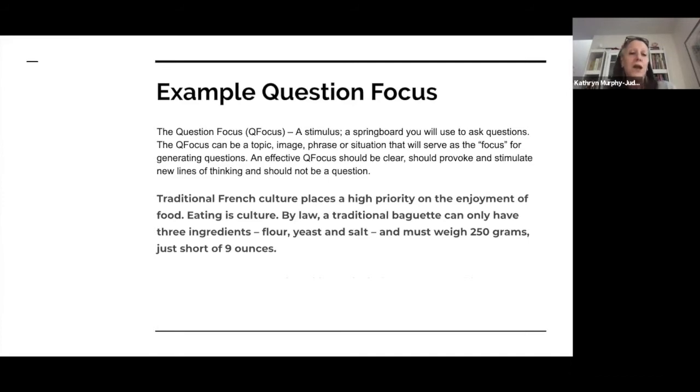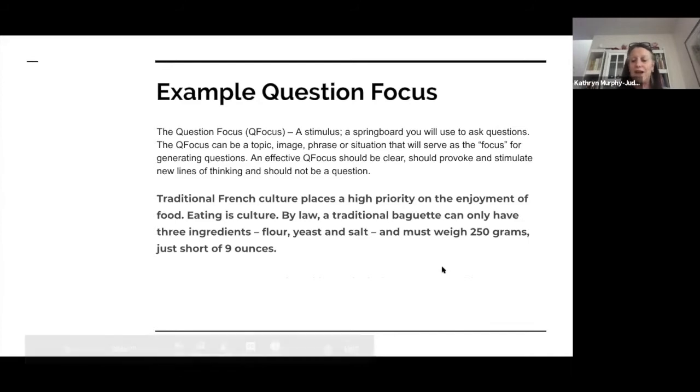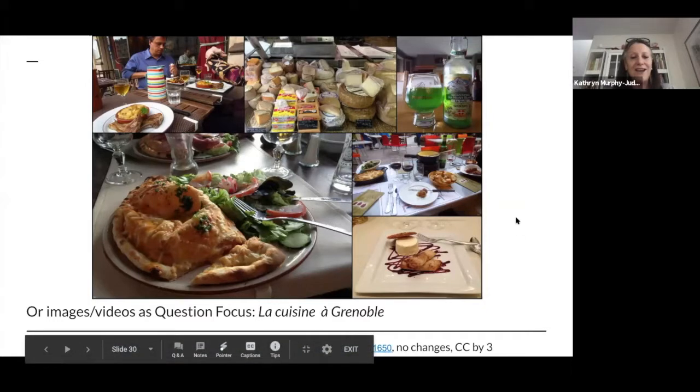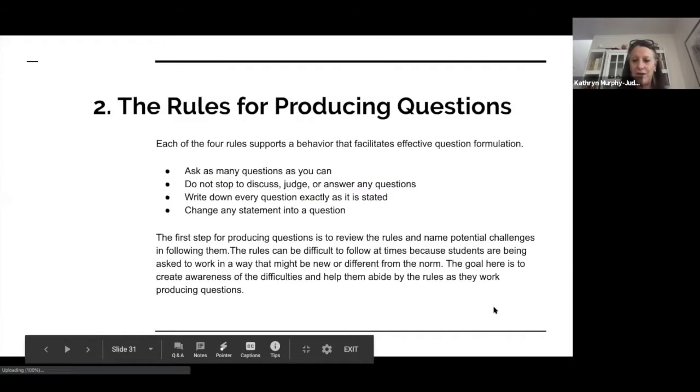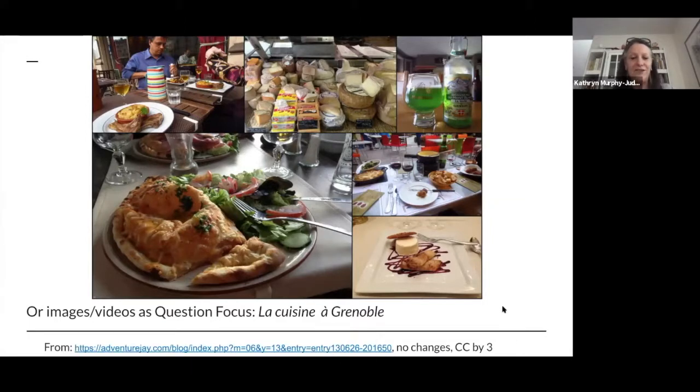So for this one, the focus is: traditional French culture places high priority on enjoyment of food. By law, a traditional baguette can only have three ingredients, flour, yeast, and salt, and must weigh 250 grams, just short of 9 ounces. Or, same topic, maybe I use images. And these are taken from La Cuisine à Grenoble, Trudier's site. The reason I have that down there is that you're going to find out in the next session about how to use Creative Commons licensing.